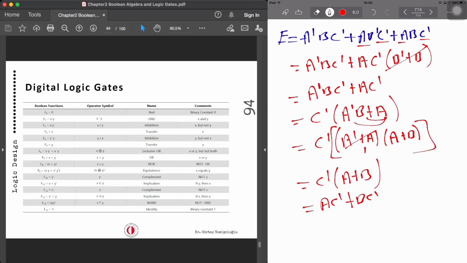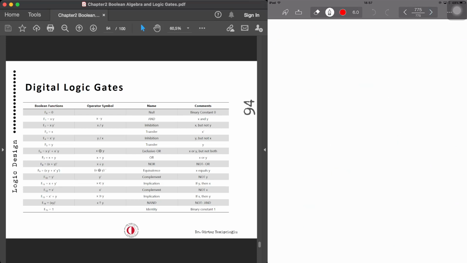The next thing that we want to talk about: we have these logic gates AND, OR, NOT that we have seen in chapter 1. In addition to that, by using those gates, we can actually create some other gates from them, like X but not Y, Y but not X, exclusive OR, NOR functions, and so on.